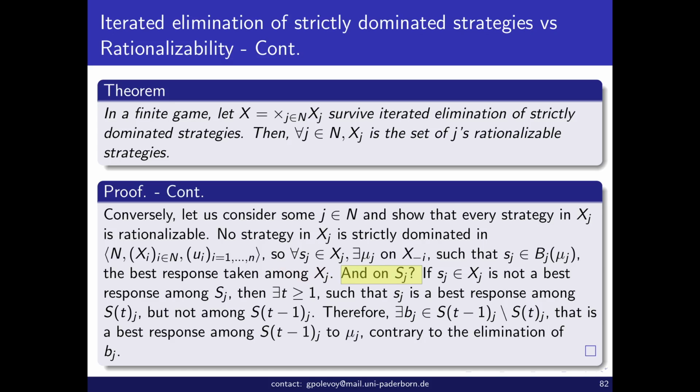Well, it cannot be, because if it's the best response among Xj but not among the original strategy set, then there is some point at which Sj is the best response among S^t_j, but it was not the best response among S^(t-1)_j at the previous step. Therefore, what does it mean? Why can someone stop being a best response? It's easier to become a best response when you delete other players' strategies. It can be only that you stop being a best response.